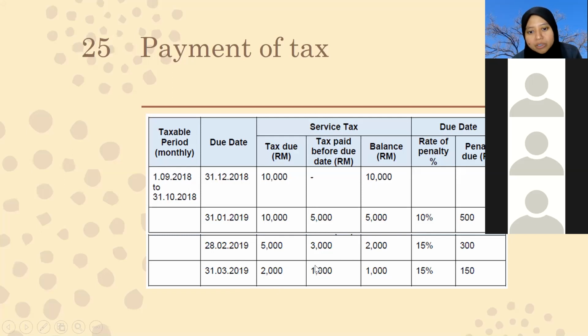Say from the 2,000, you paid 1,000 only, so there is still 1,000 unpaid. So another penalty, 15% of the unpaid amount, so 15% of 1,000. So penalty due is 150. Okay, so that is how the penalty is calculated. So if after that you still don't pay, there will be no more penalty from this type of penalty, but there will be other types of penalty, right? Okay, so that is how the penalty is calculated.